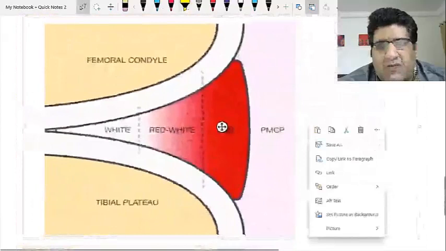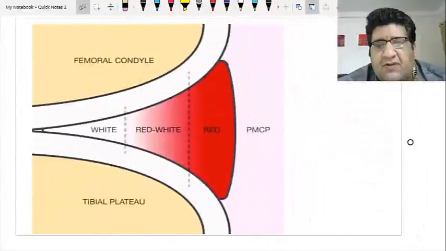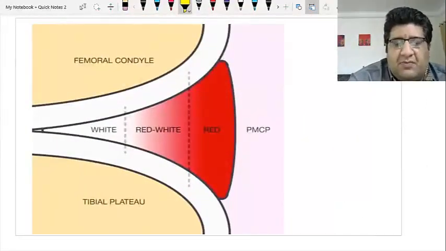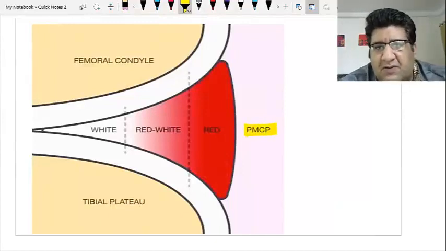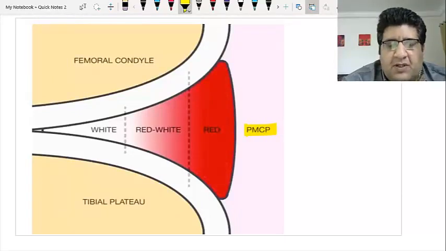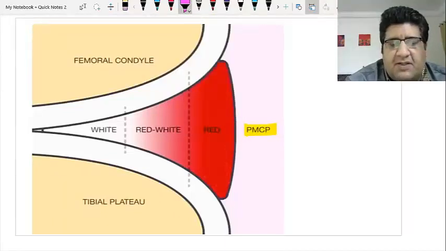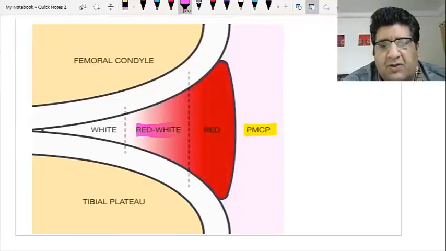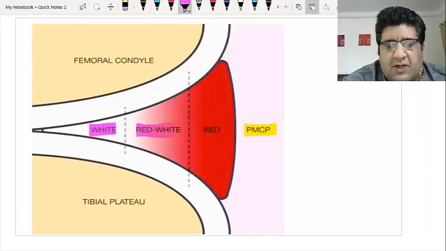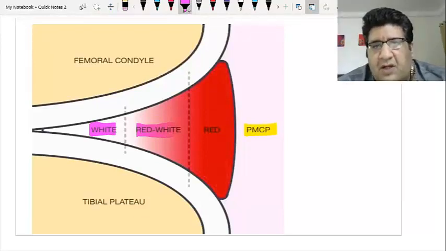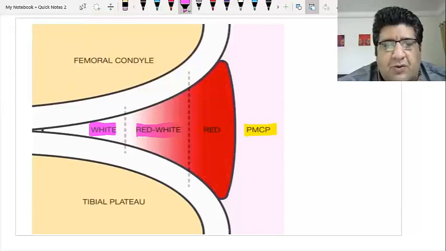Again, with the help of this diagram, I've tried to show you the things again. You can see the PMCP, the perimeniscal capillary plexus, entering inside the knee joint, formed as a contribution from the geniculate vessels. The red zone is completely a vascular zone, then you have the red-white zone, which is a combination of both vascular and avascular zone, and then the complete white zone, which is a completely avascular zone. Tears in this white avascular zone are notorious to heal; they usually don't heal.